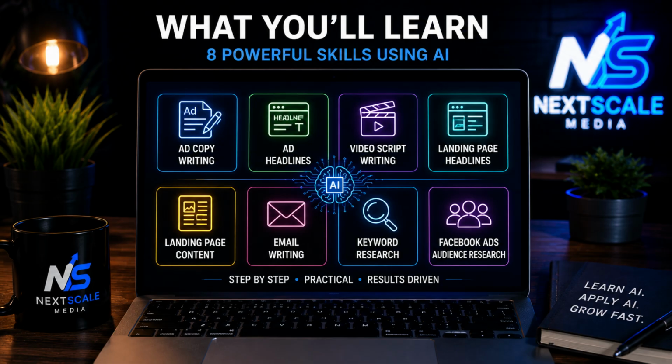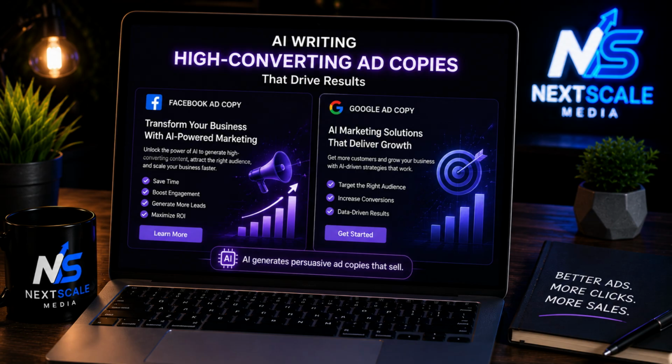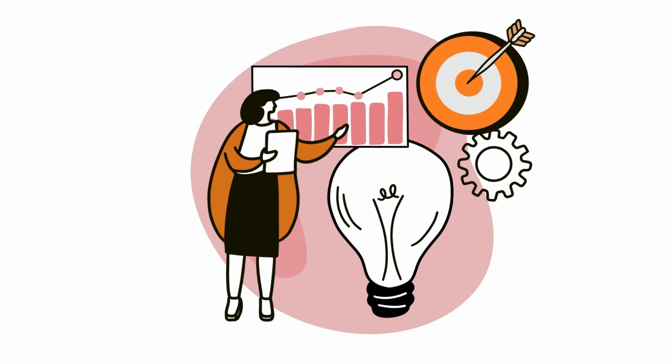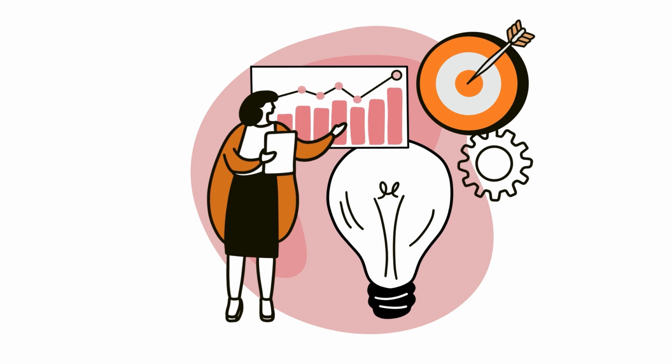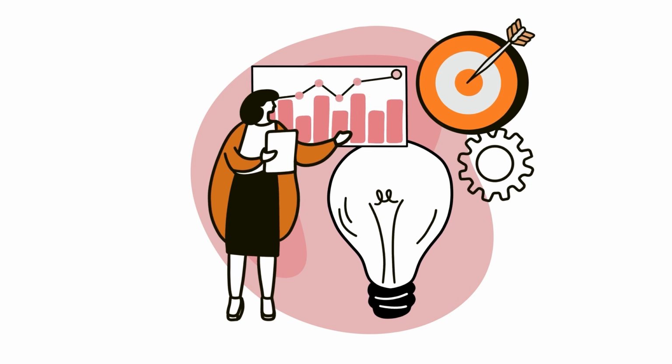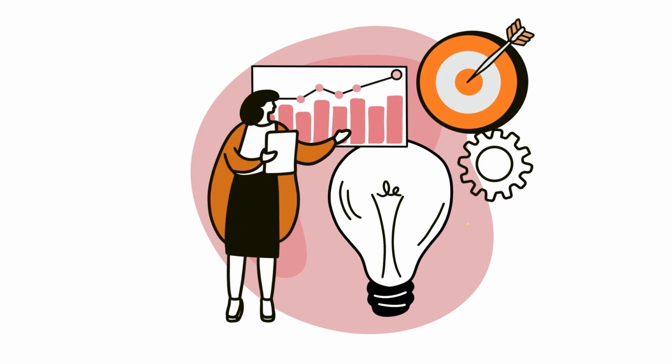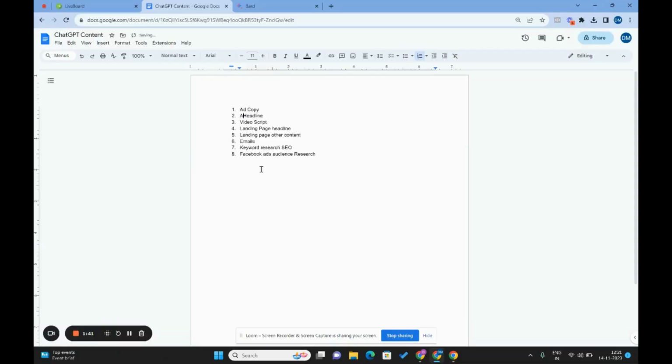Alright? Here we go. The first thing we'll learn is ad copywriting. A lot of people struggle with writing ad copy. Whenever they run ads, they don't know what to write, how to structure the copy, or how to make people click. So, we'll learn how to write effective ad copy using AI. The second thing we'll learn is ad headlines. We'll learn how to create attention-grabbing headlines for advertisements.